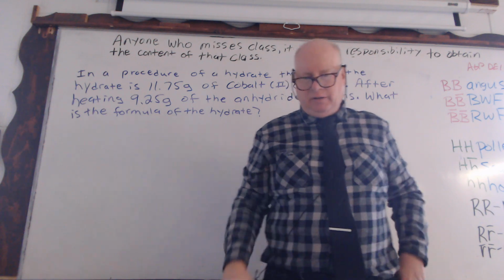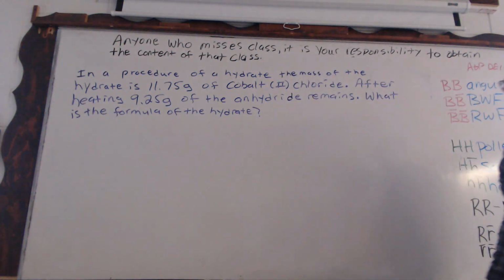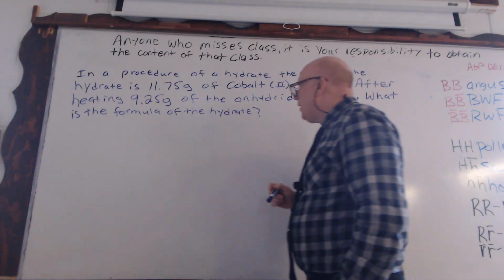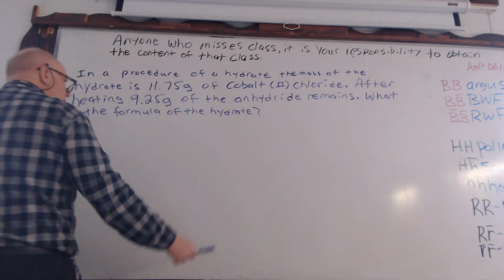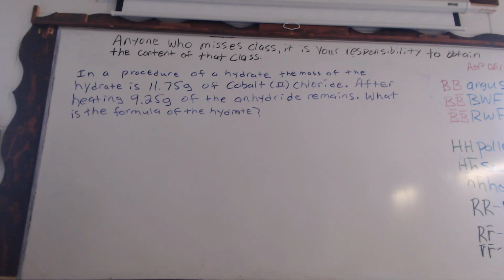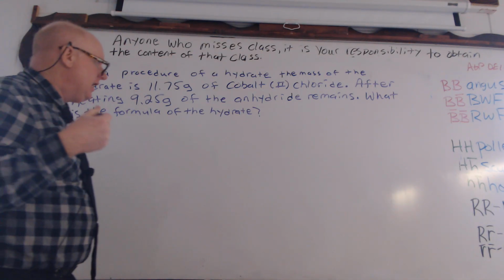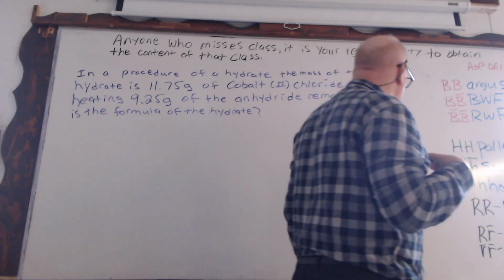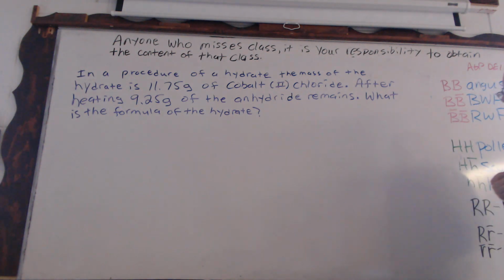If you're tuning in a little later, you might want to hit pause after we read this because maybe it's hard to read. So in a procedure of a hydrate, the mass of the hydrate is 11.75 grams, and this hydrate is cobalt(II) chloride. So after heating in this procedure, now we got a mass of 9.25 grams of the anhydride, and anhydride remains. So then what is the formula of the hydrate? Okay?